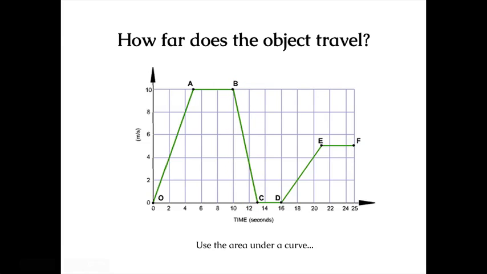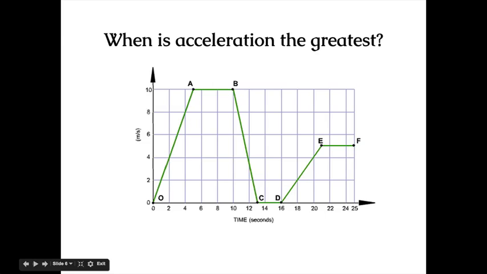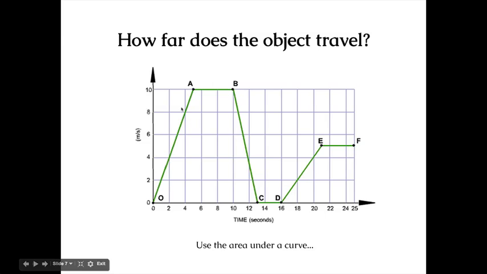So let's ask, how far does the object travel? Now let's look at this in terms of displacement. How far does the bus travel throughout the entire journey? What you might remember from class is that the area under the curve equals the displacement. So if we wanted to find the total displacement here, we would have to find the area under the curve. How do we do that? Well, let's start.